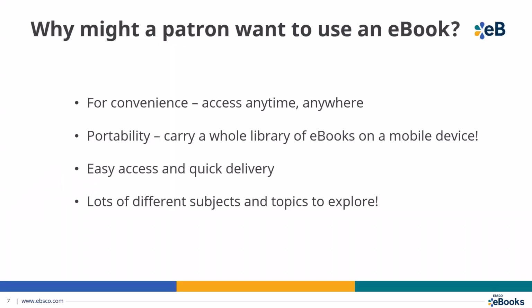So why might a patron want to use an ebook over, say, a print title? These are some reasons that a user might decide to utilize an ebook. For convenience, they can be accessed anytime, anywhere, as long as you have internet and an internet browser. They are portable. You can carry a whole library of ebooks on your mobile device. They are easy to access and it's quick delivery. If they're available, you can read them then and there. Lots of different subjects and topics are usually available to explore as well. So a quick keyword search will pick up a title and that can be accessed very quickly directly on the platform.